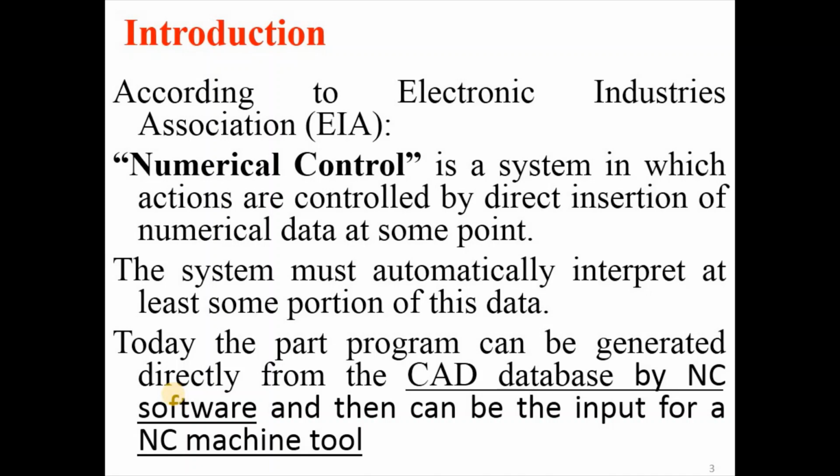Means we are going to create one part manufacturing. For that we prepare one CNC part program, and simply give this program as input for the further manufacturing. And that numerical control is controlled by direct insertion of the numerical data. Whatever input data we give, as geometrical data or as programming data, the machine will control by itself. Okay, so this is the introduction of numerical control.